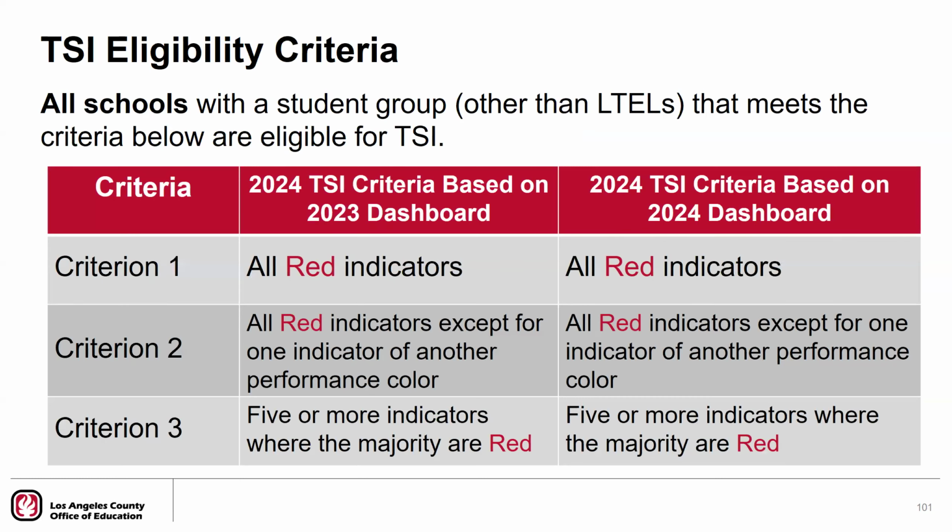This chart shows the criteria used to determine whether a student group qualifies for TSI. Remember that qualification in 2024 is based on performance across 2 years. The criteria did not change from 23 to 24. As a reminder, the criteria for schools to qualify for CSI are the same criteria that are applied to student groups that qualify for ATSI or TSI.